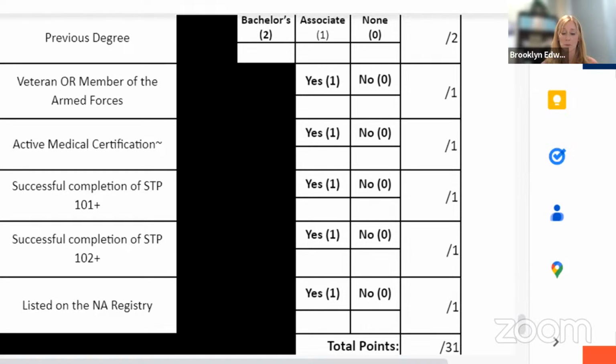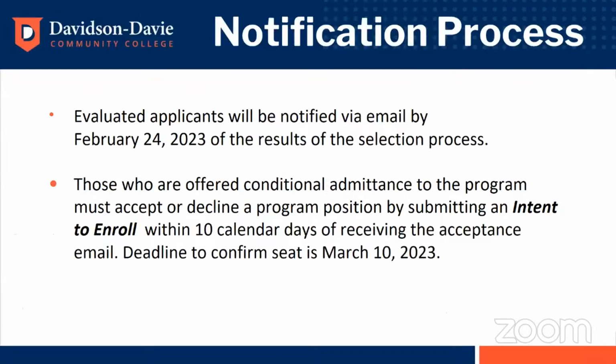27th. Okay. So, like I said, we're going to email you at your Davidson-Davie email. We're going to let you know by February the 24th if you're in or out. So if you are offered conditional acceptance to the program, you must accept or decline your seat in the program. We're going to give you 10 days to do that. So part of that offer to conditionally accept you to the program, there's going to be an intent form that you will send back to us electronically.